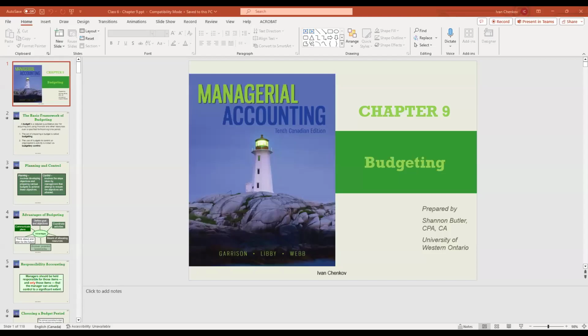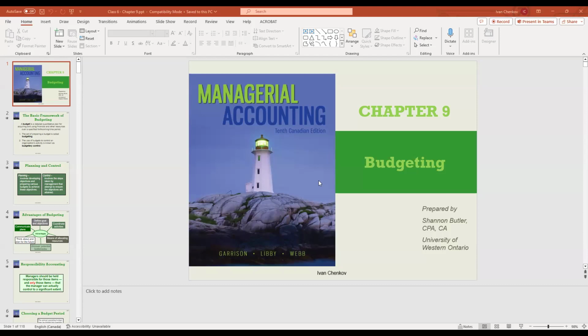Today's lecture will be on budget and how to prepare a budget. Now the question is, why do we need a budget? Well, the budget, as you remember, is part of the very first stage of management accounting, which is planning.